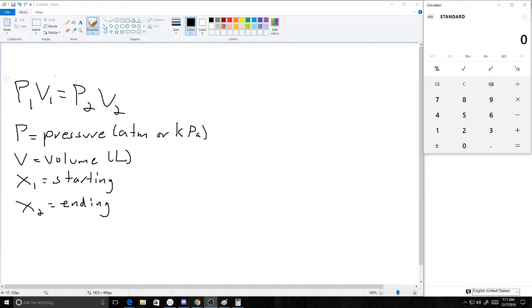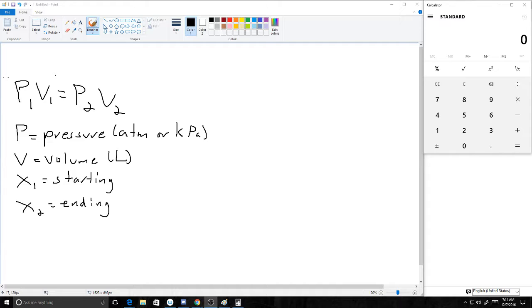And so long as the pressures are the same on both sides, not a problem. I will always give you the same pressure on both sides. Or if we're looking for pressure, we just have to make sure that it matches the pressure that's already there. V is volume. We just measure that in liters. You can use milliliters. It doesn't really affect your equation at all, but you might want to convert it into liters.